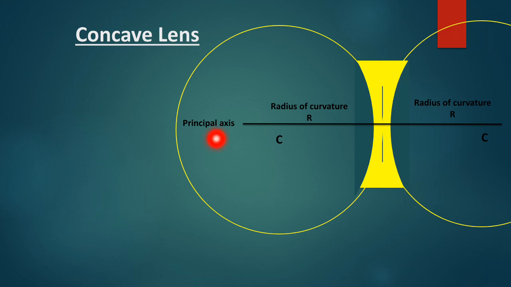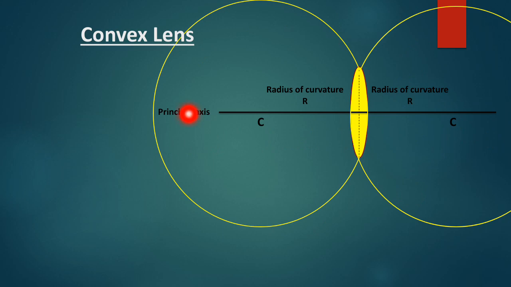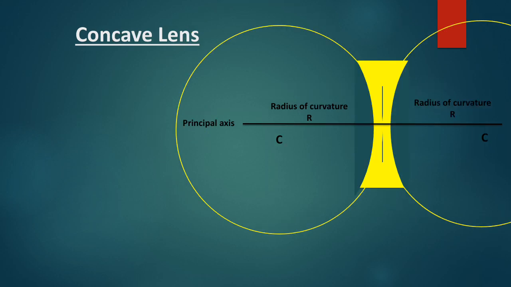We are getting a new term here, principal axis. The line joining the two centers of curvature of a lens is called the principal axis. Here also, see, this is the principal axis, the line joining the centers of curvature of a lens. So I think you all are clear with these three terms.